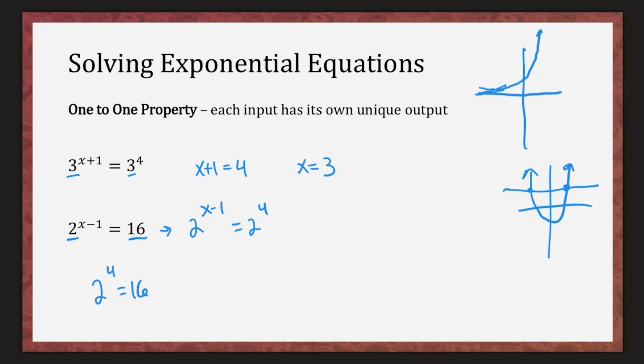Now the bases are expressed in the same way, and I can set the exponents equal to each other. X minus 1 equals 4, and by adding 1 to both sides, you get x equals 5. So in this problem, x would equal 5, and that would solve that exponential equation.